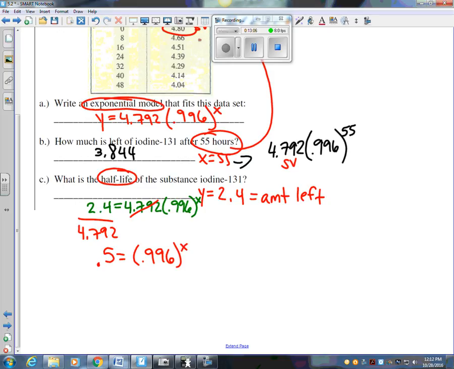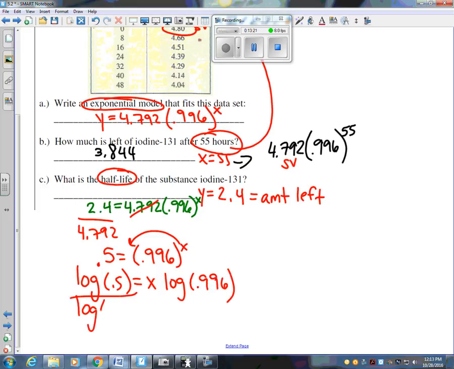And where is x? X is in the exponent, so you have to take the log. Log of 0.5. We'll go ahead and throw x in the front. Log of 0.996. Then I divide by log of 0.996. So log of 0.5 divided by log of 0.996. In your calculator, you get 172.94. So that's the half-life.